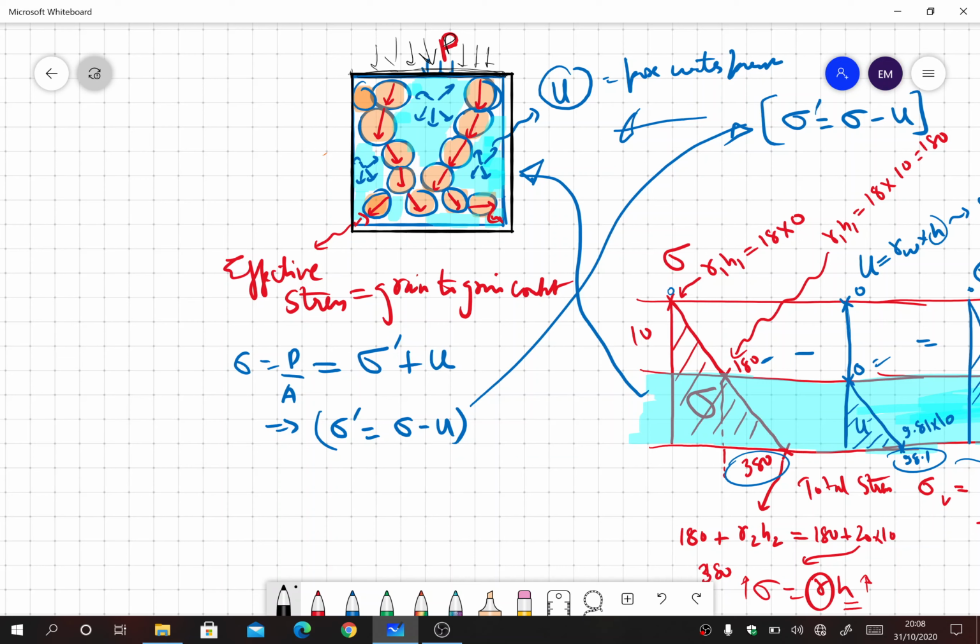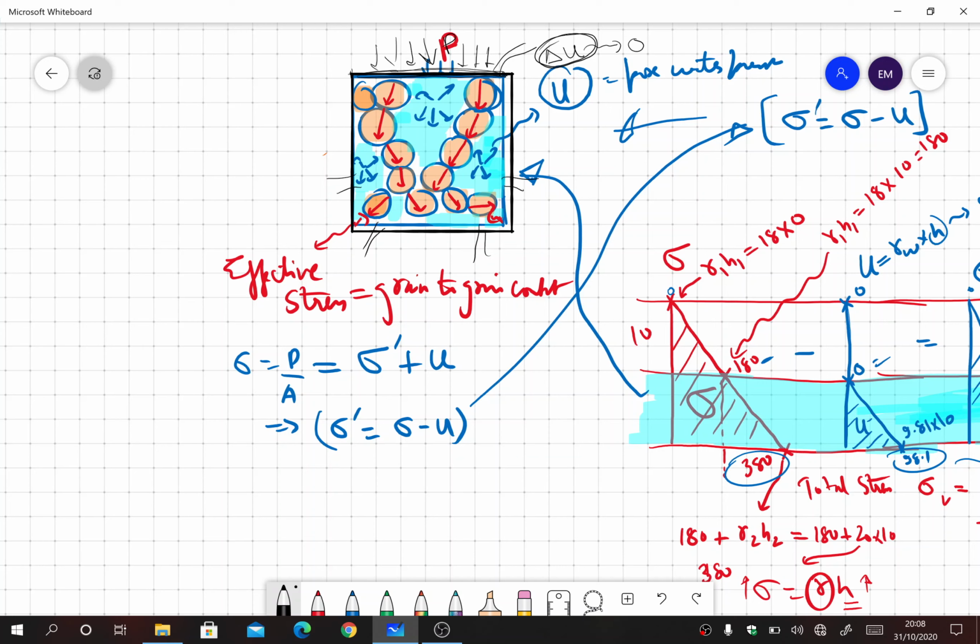Once we allow volume change, or once we allow water to move out any way from any side, maybe we make the sides porous, what will happen? The excess pore water pressure, which is indicated by delta U, that means increase in pore pressure, starts to dissipate until it becomes zero, and as soon as it is dissipating, load is being transferred from pore pressure to the effective stress.